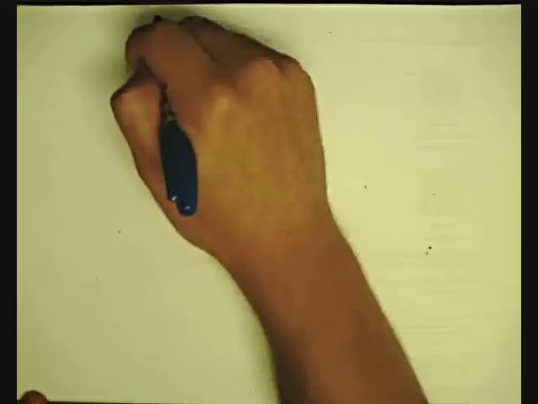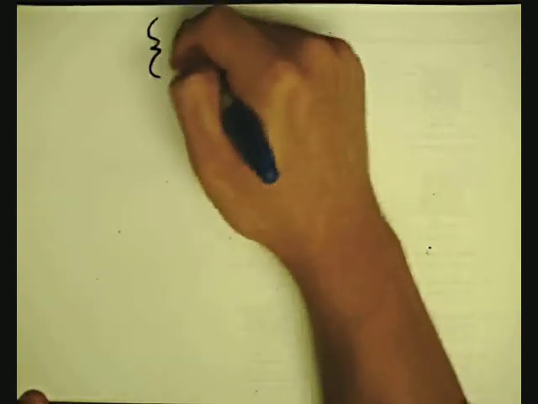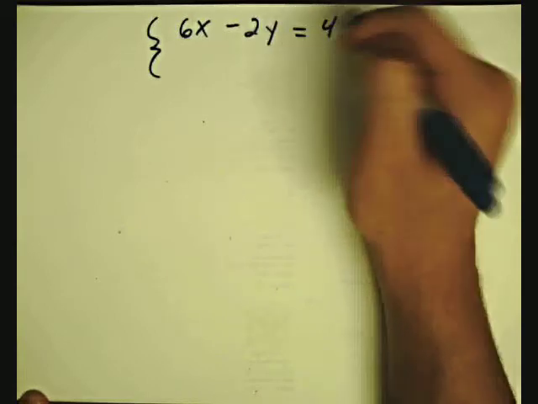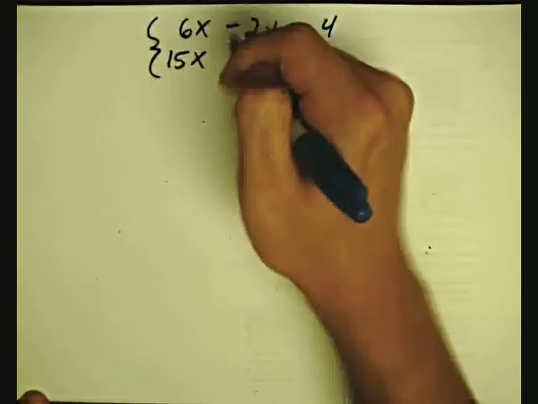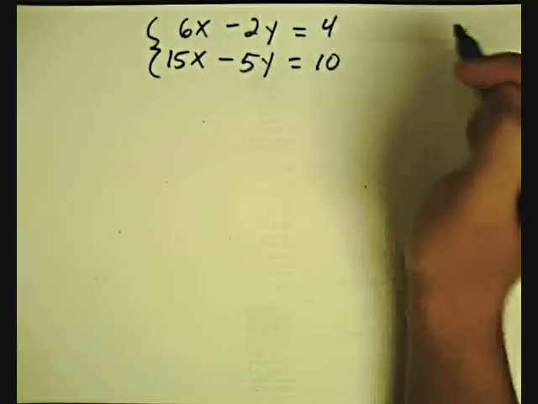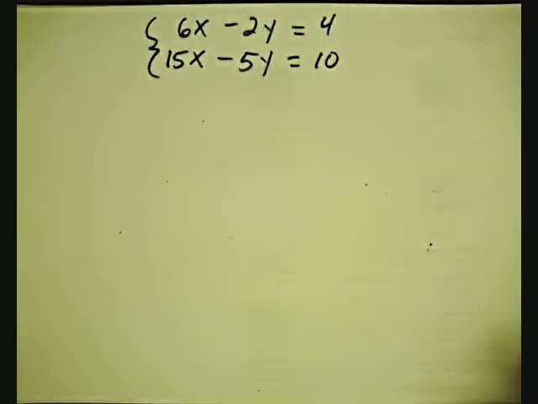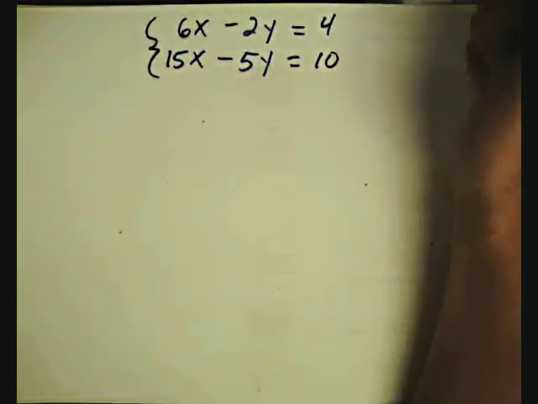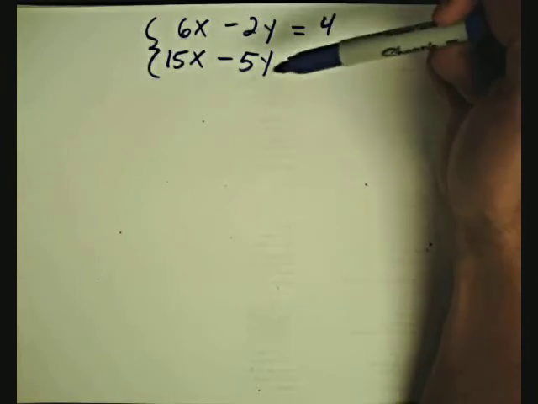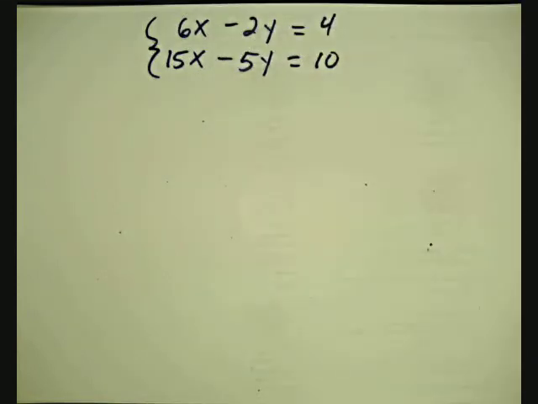Example 3, we are to solve the system 6x minus 2y equals 4, and 15x minus 5y equals 10. So we want to start with, are either of my variables solved for already? And the answer to that is no. We have our x's and our y's on the same side. And then from there we want to look and see, do any of my variables have no coefficient? And that's a no on this one.